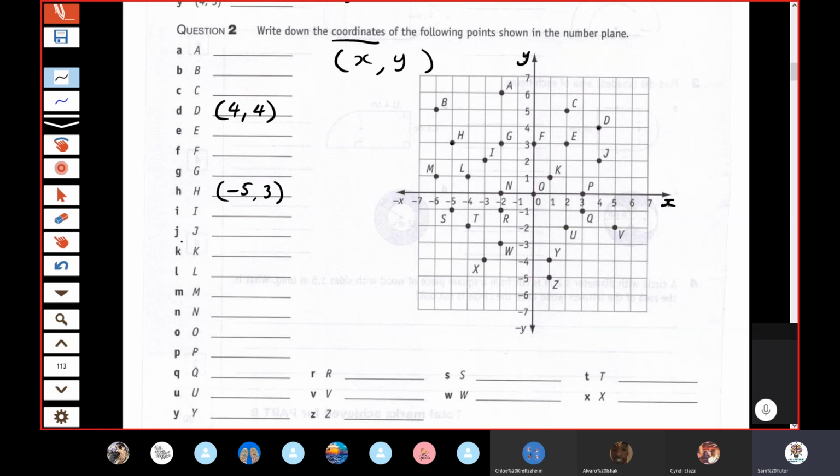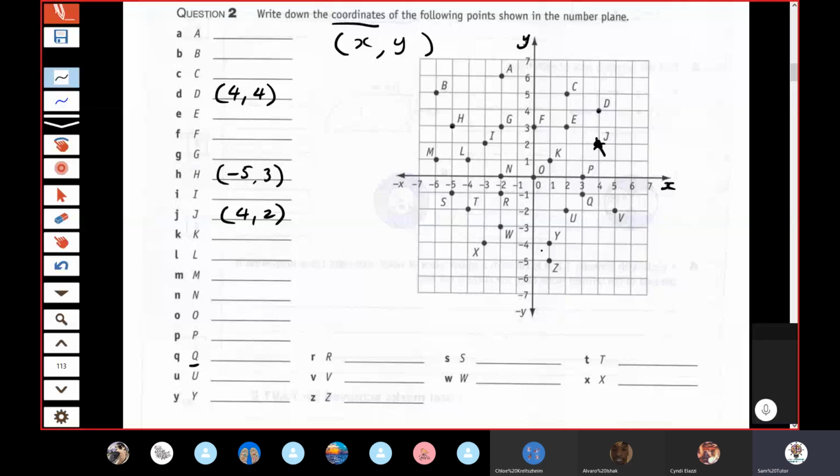Let's go again. J, can you tell me what J is? Where's J? Let's find it first. Right there. So the x coordinate for J, right there. 4, comma 2. Good job. Let's do one more just to make sure. Let's do Q, which is right here. What's the x coordinate? Right here again. Hold on, there. 3, comma -1. Good job. Anyone have any issues with this?